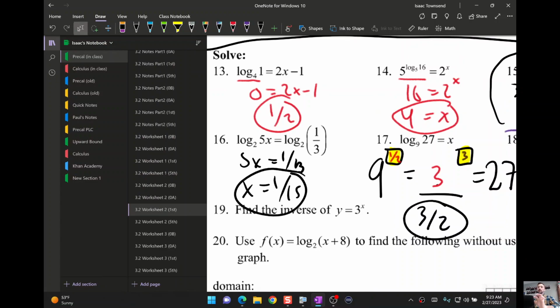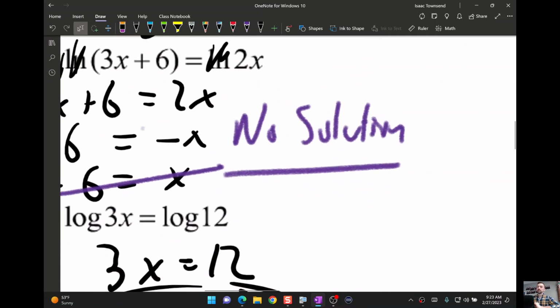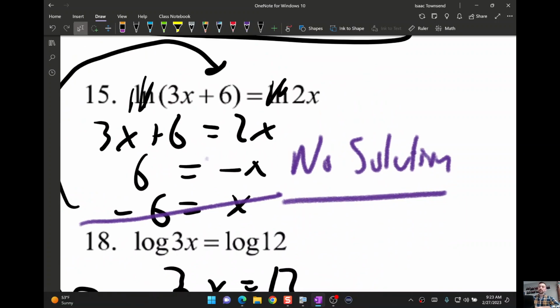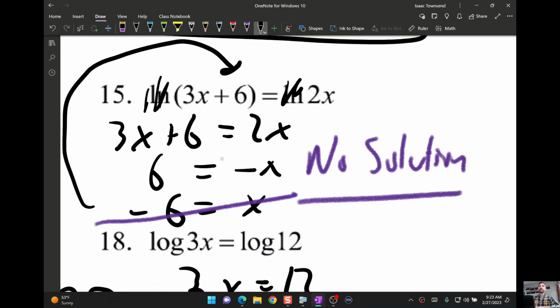Okay. Yeah, go. On 15, which negative number lets you know that it's no solution? Is it once you get -6 or once you check it? No, your answers can be negative. There's nothing wrong with negative answers. It's when you check it, you plug it into the original problem.